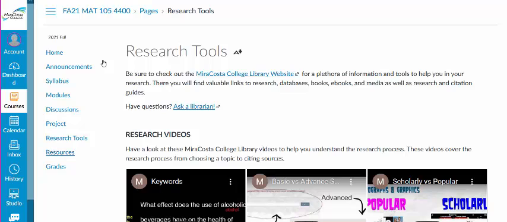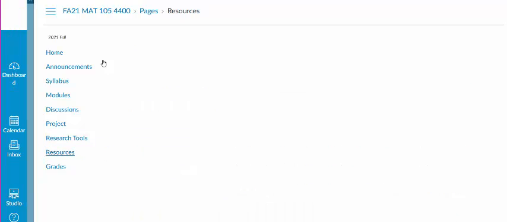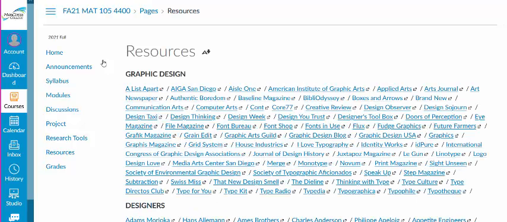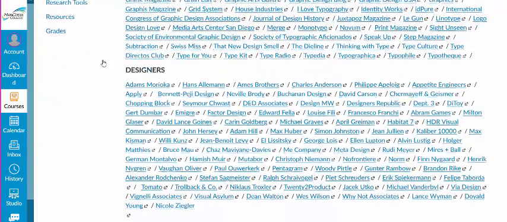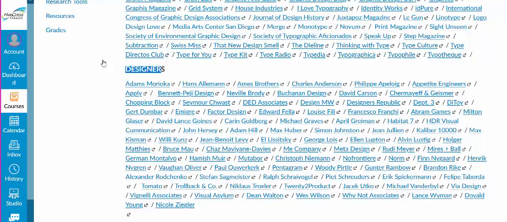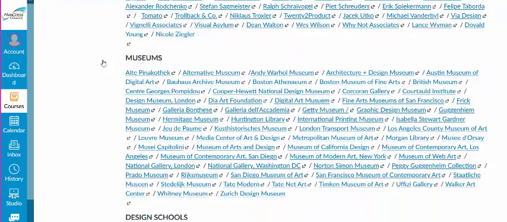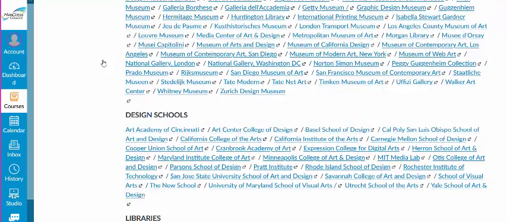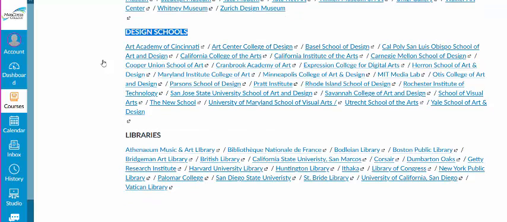Have a look at the resources page, which has resources on various aspects of graphic design, links to websites about graphic design, links to websites of graphic designers, some links to museums of all types, not just graphic design, links to design schools if you plan to continue on your education, and links to libraries, again, to help you with your research.